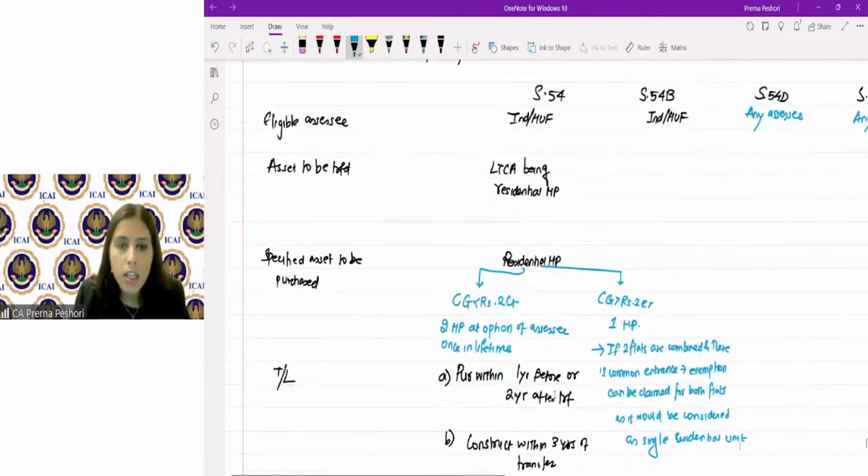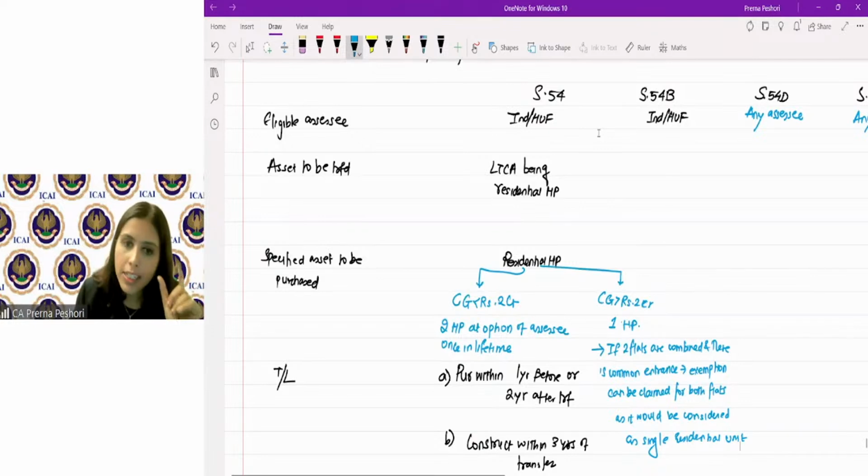Okay. Now, that is about section 54. Under 54, you can claim the exemption for one house property. And in case you are not able to purchase the flat or put the amount for the construction before the due date of filing the return of income, then you have to deposit the amount in the capital gain account scheme.